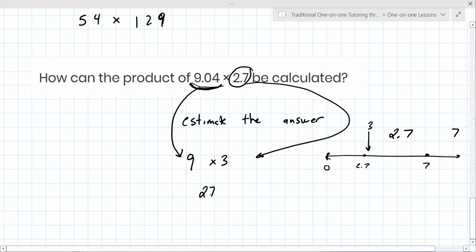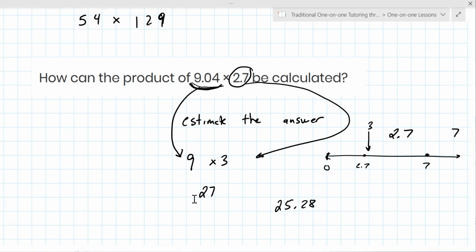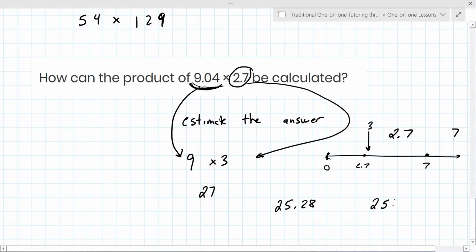So let's say you work it out and you get an answer of like, I don't know, 25.28. Would that be reasonable? Well, I think it is. I think it's actually kind of close to 27. Okay. What would not be reasonable is if you got 252.8. Yeah. That's too far away.